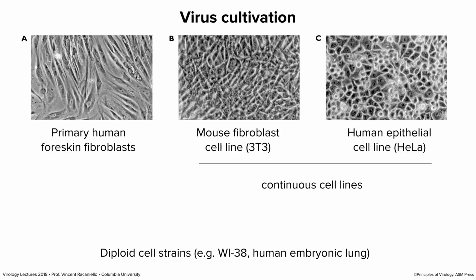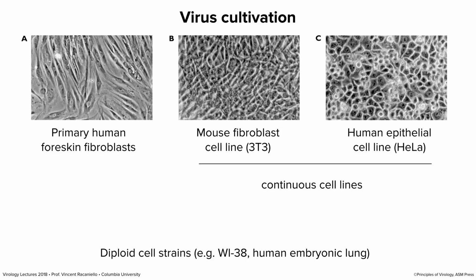If you want to just grow stocks of virus, probably okay. But if you want to study what the virus is doing in the cell, probably not, because these cells lack many genes, they have too many copies of other genes, and they may not give you the right answer. These are called continuous cell lines or immortal.